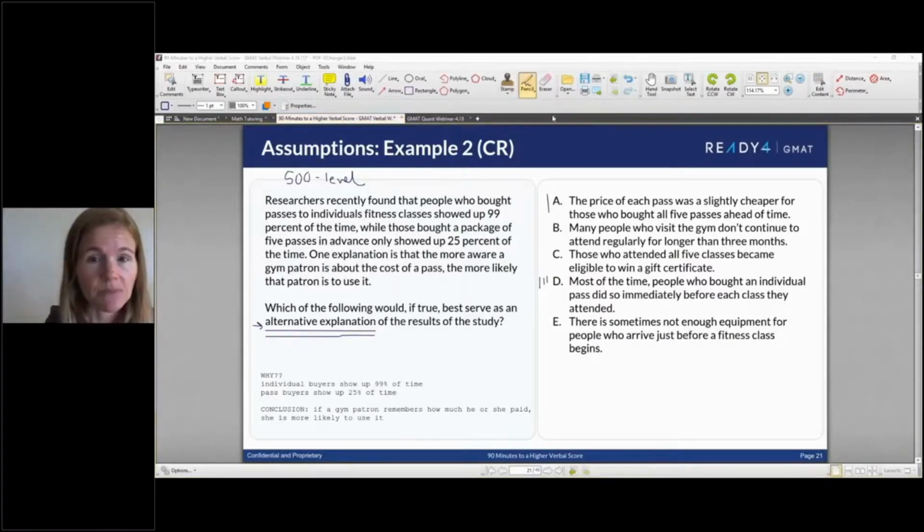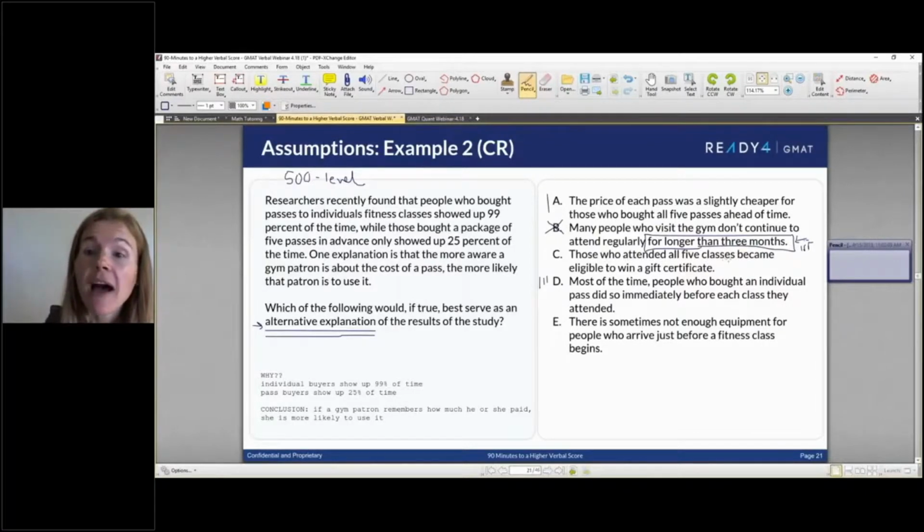So let's go through our options. Nobody liked B, C, or E, I think. So let's look at those first. Many people who visit the gym don't continue to attend regularly for longer than 3 months. Yep, not right. Again, this does seem to be relevant because it talks about a pass, but it's introducing a detail that we don't care about. You should be very suspicious of answers that name a time frame that's not mentioned, okay? This is irrelevant. It's irrelevant whether they show up for 3 months or 5 months or 1 month. Little details like this are your sign that that answer is wrong, so we'll cross it out.